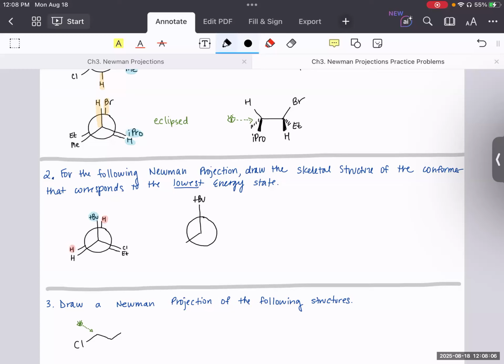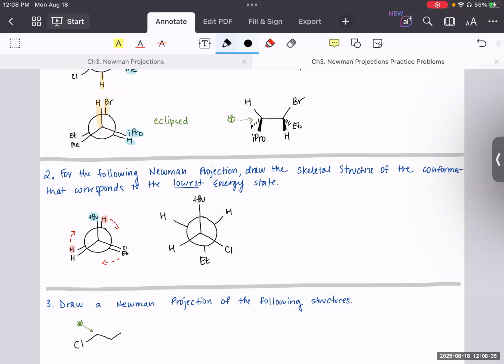First I'm going to redraw that front carbon. I'm going to keep it exactly the same. Next we're just rotating that back carbon, so we're going to go that way. We also want the staggered state, so we don't want the groups lined up. We want them to be spread out throughout the circle. And so this should be our lowest energy state conformer.